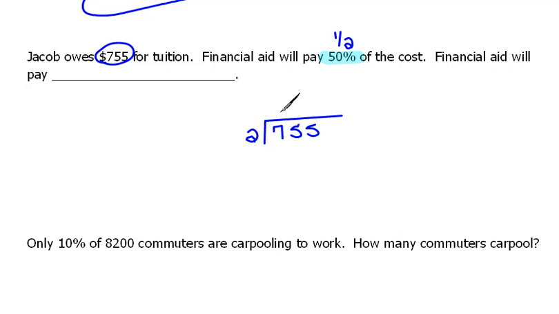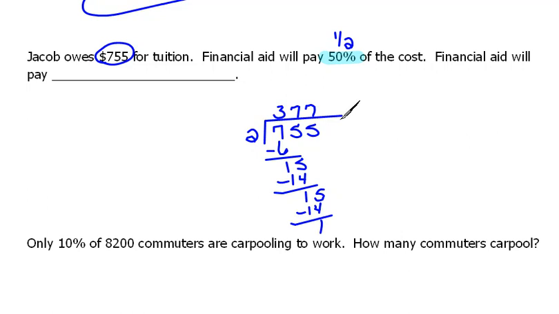So 2 will go into 7 3 times. 3 times 2 would be 6. When we subtract, we drop our next digit and continue on. 2 will go into 15 7 times. 7 times 2 would be 14. We're going to subtract and continue on, dropping our digit and then continuing on. 2 will go into 15 7 times. 7 times 2 would be 14.